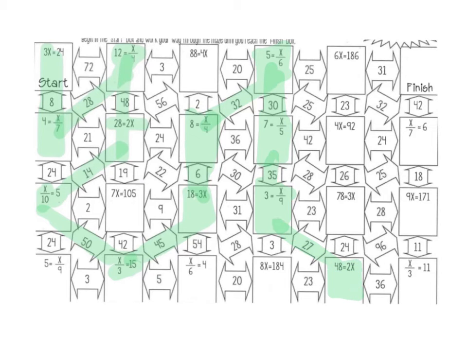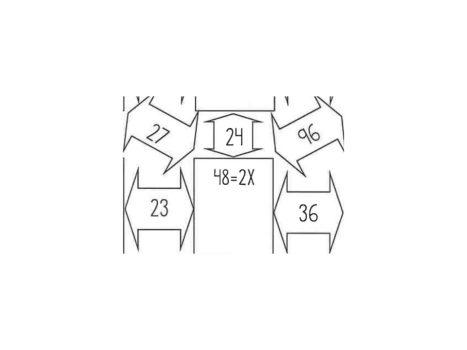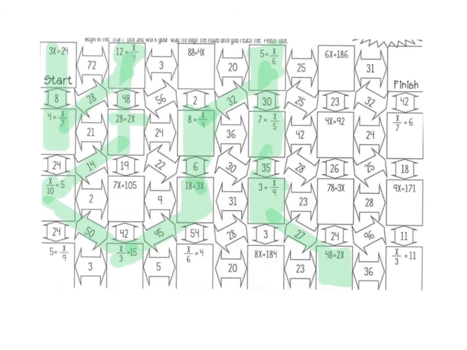We got 48 is equal to 2x. To isolate the variable, we want to get x by itself, so we're going to do the inverse of timesing by 2. We're going to divide by 2 on both sides. X is equal to 24. So we got x is equal to 24, so we're going up.